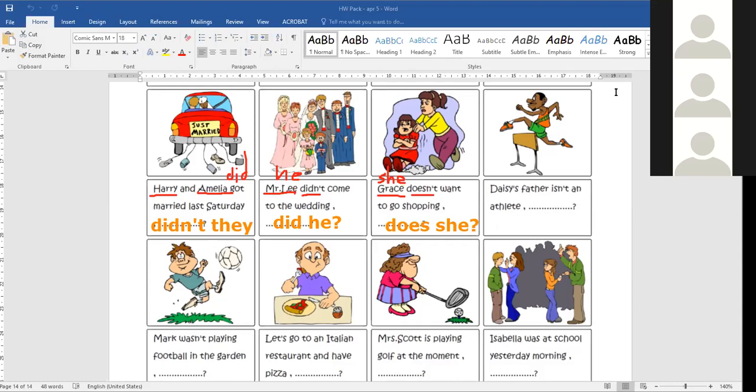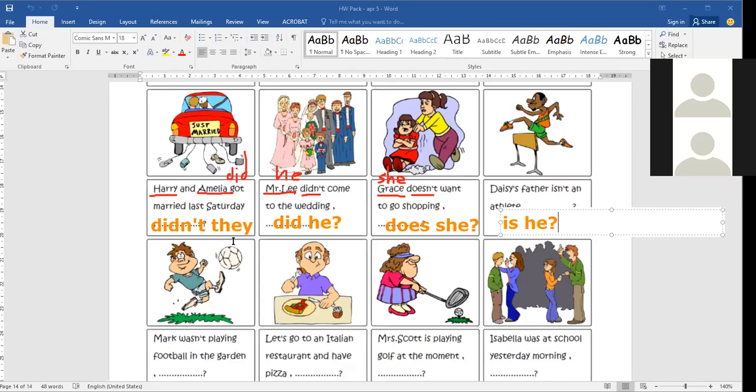Okay. Jupiter, can you try the next one, please? Daisy's father is an athlete. Is he? All right. So yes, Daisy's father is a boy. So we need he, and we need the opposite of isn't. So Daisy's father isn't an athlete, is he? Looks like he is.